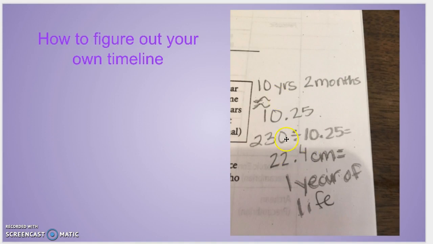You're going to take that number and you're going to take 230 and divide it by whatever number you have. Say it's 14.5. And you're going to get an answer. Take the answer to the nearest tenths place after the decimal. So round it up. So for this 10-year-old person, their 1 year of life was 22.4 centimeters. And yours will be a little bit less than that. Yours should be less than this.